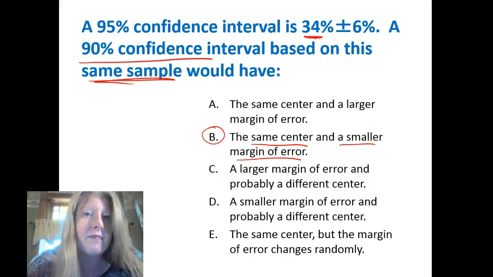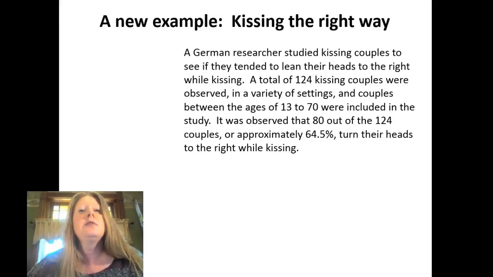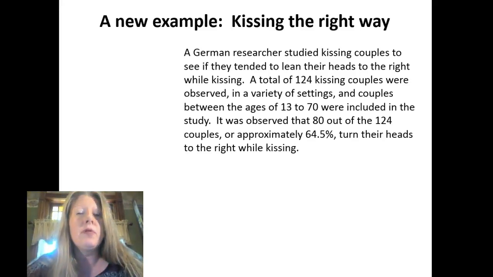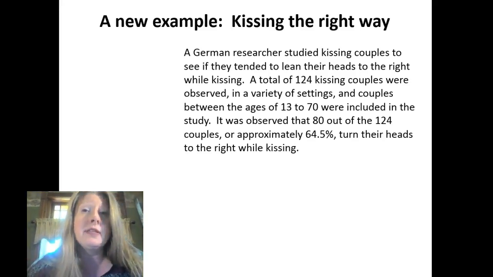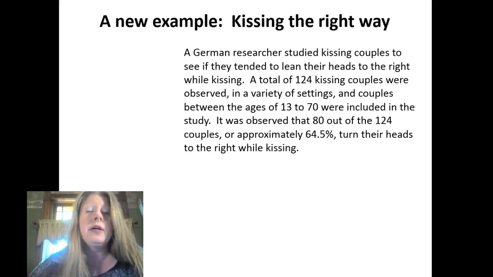So we can't be as confident, but we're going to be a little bit more precise in our estimate. There's more of a chance we're going to be wrong, but we're going to have a more precise estimate. So think about it that way. So let's do one more quick example before we move into confidence intervals for means. So here's a new example.